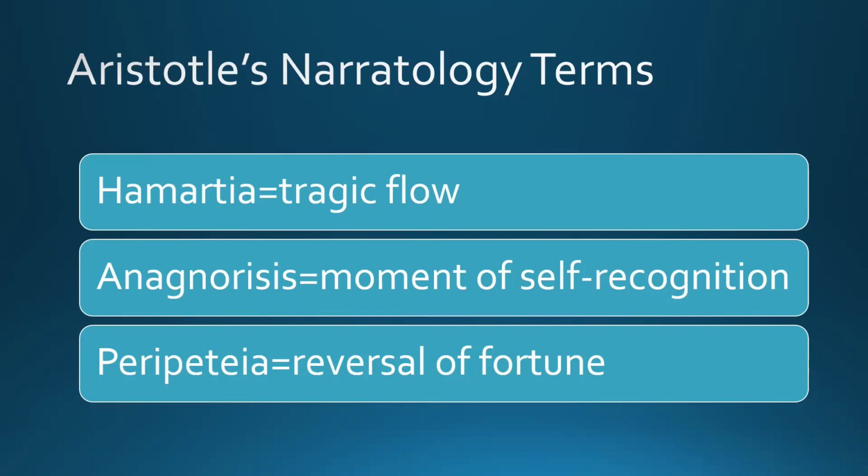The Aristotle modality of narratology uses three main aspects for analyzing a story. They are tragic flaw, moment of self-recognition, and a reversal of fortune. All three of these deal with underlying themes and moral purposes of stories, about the deep content or inner elements. We will use this modality on at least one story this week.